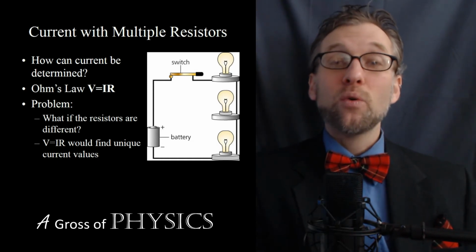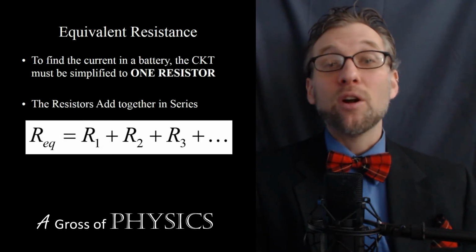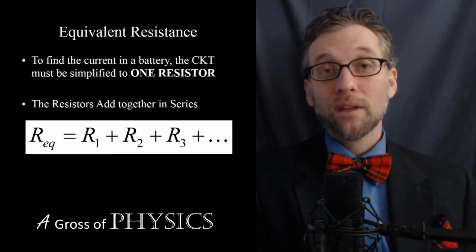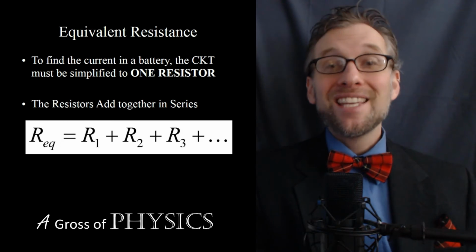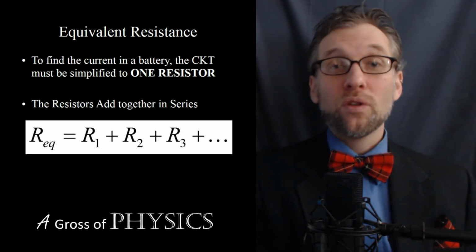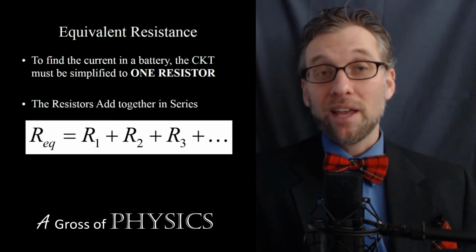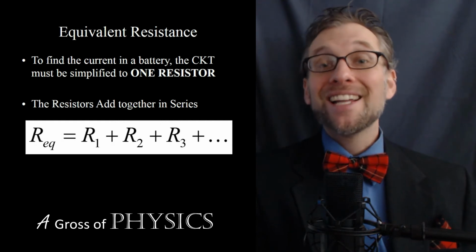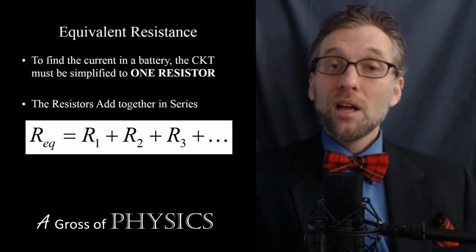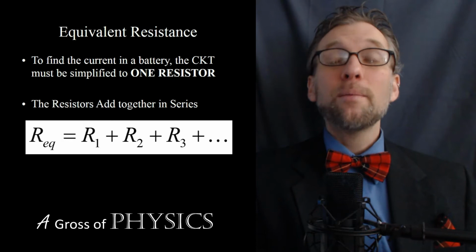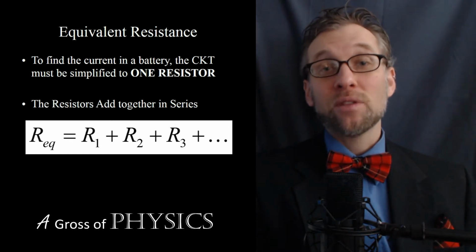So we call that the equivalent resistance, and we combine all the resistors into a single one. The battery sees the single resistor or the series of resistors as the same thing. That's why we call it equivalent. It's the same as the original. So how do we do that? Well, we simply have to add the resistance values up.